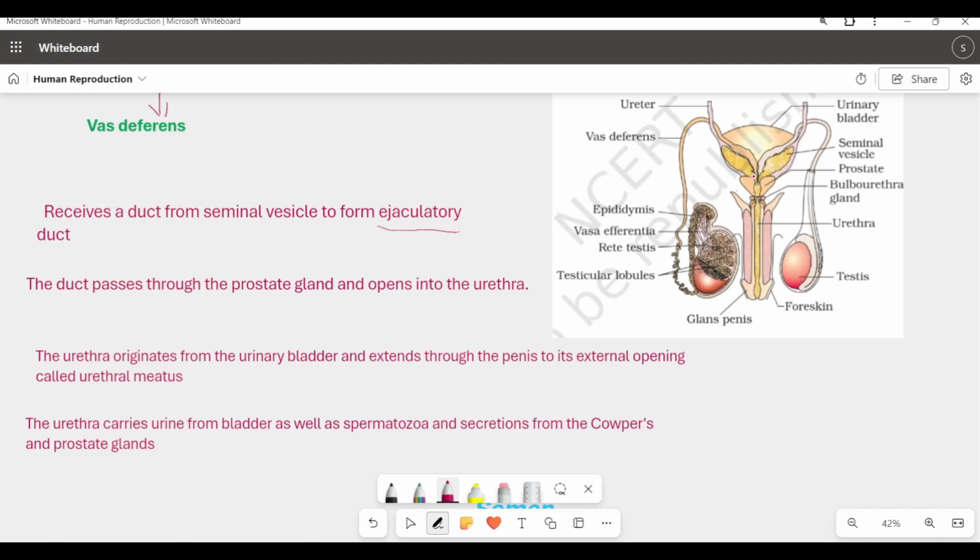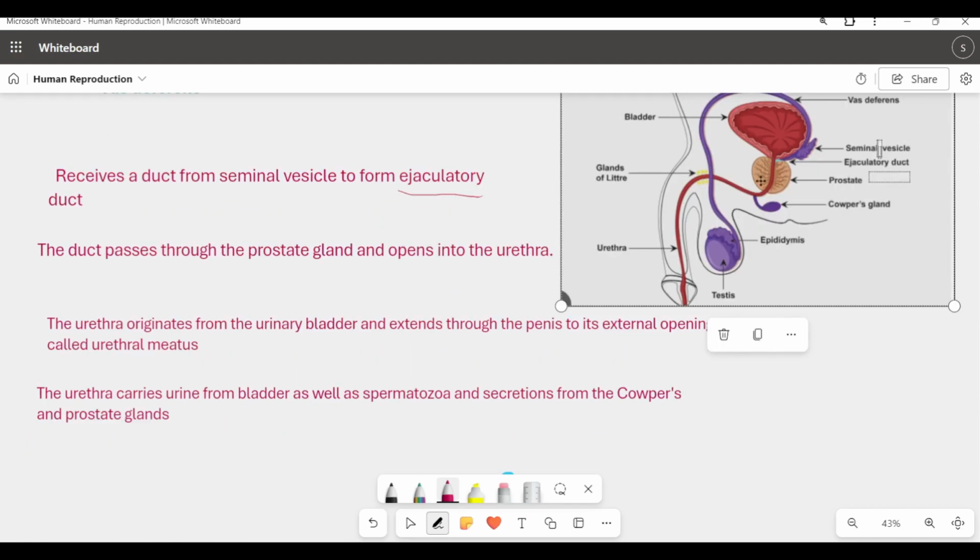Then the ejaculatory duct passes through the prostate gland, and then it opens into the urethra. This urethra originates from the urinary bladder and extends till the penis. It opens to the external opening here, which is called the urethral meatus. So this region where it opens out externally is called the urethral meatus.